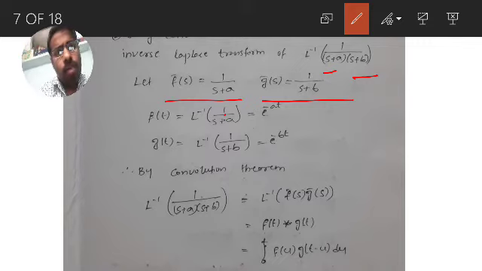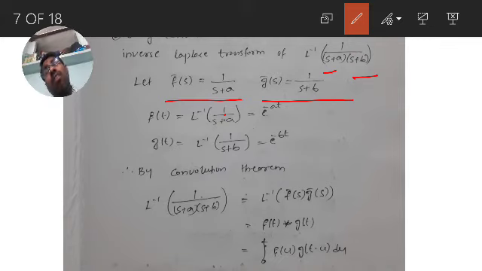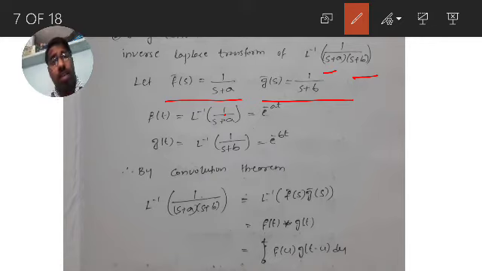So f bar of s is 1 by s plus a and g bar of s is 1 by s plus b. So f of t is equal to L inverse of 1 by s plus a. What is the standard formula? L inverse of 1 by s plus a. The formula is e power of minus at. If it is plus, then the answer is minus, and if it is minus, the answer is plus.